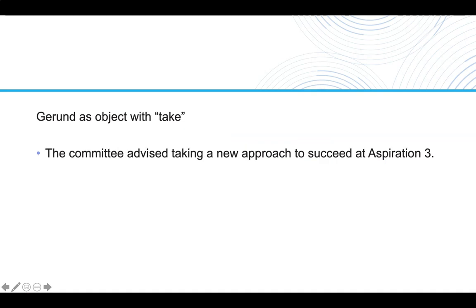We can also use the same gerund as an object too. Let's take a look at this sentence. The committee advised taking a new approach to succeed at aspiration 3. In this sentence, the subject is the committee, and the verb is advised.